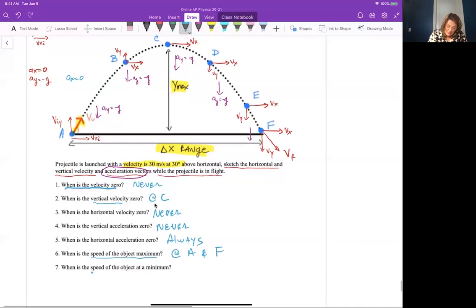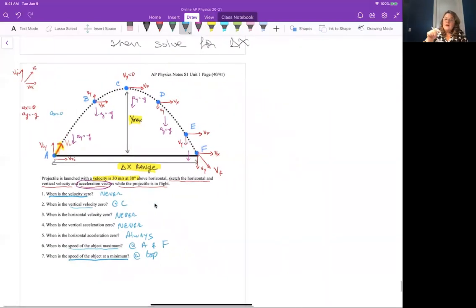When is the speed of the object minimum? I didn't ask for horizontal. I didn't ask for vertical. When is the speed? So the whole thing. So add all those vectors up vectorially using your Pythagorean theorem. When is the speed the smallest? Well, when are the two vectors the smallest, the combination of the two? Well, the top. So at the top. Okay, that's the key to projectile motion, in my opinion, if you understand what's going on there.